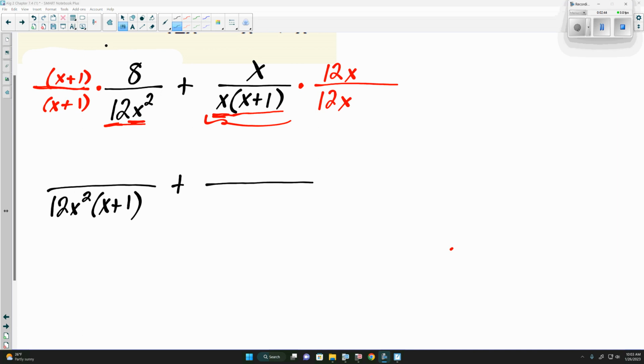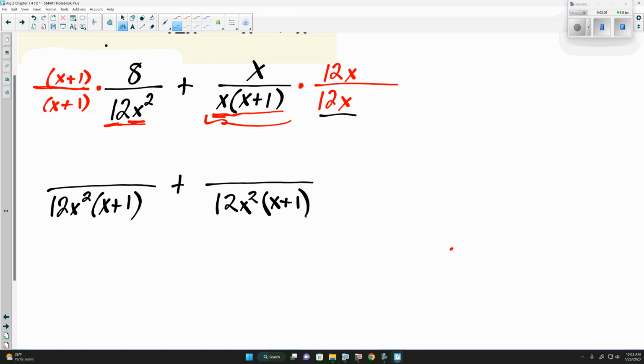All right, guys, so we'll keep going here. So we're multiplying those together. Now we can do the one on the right as well. Since the x is out front, we can multiply it with the 12x. And 12x times x will be 12x squared. Then we have the x plus 1 also. So the two denominators are the exact same.